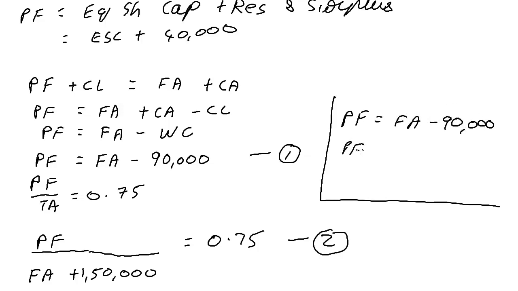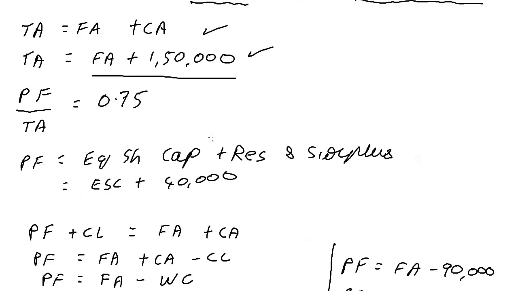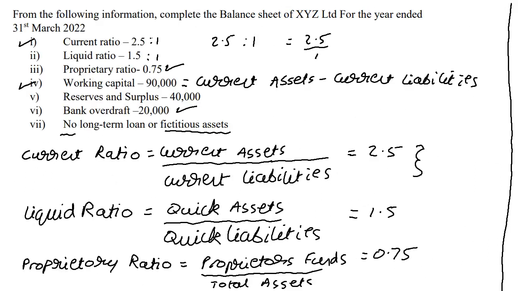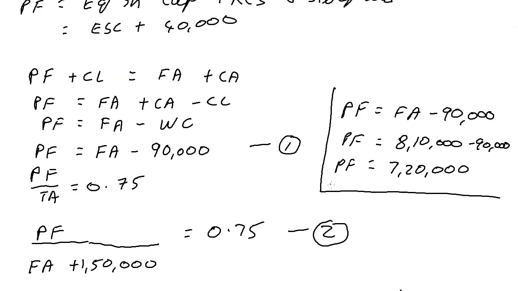Therefore, proprietor's fund is equal to 8,10,000 minus 90,000. On the calculator, that gives us 7,20,000. Hopefully this solves the jigsaw puzzle. 7,20,000 is my proprietor's fund, but I know that my reserves and surplus is 40,000.